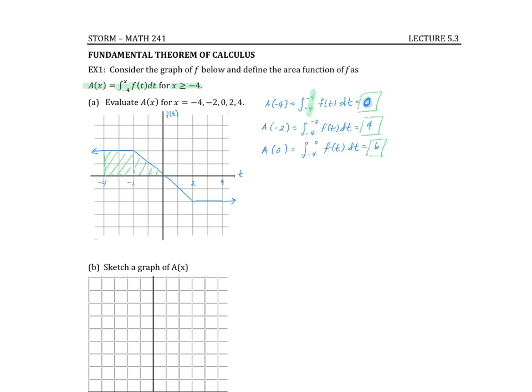All right, area function at 2 will be the integral from -4 to 2 of our function. Now, once we're going to 2, can you see that this region, I'll call it 1, and this region 2, they're the same, so they cancel each other out, because remember, we're computing net area. Okay? That means this integral is just equal to 4.